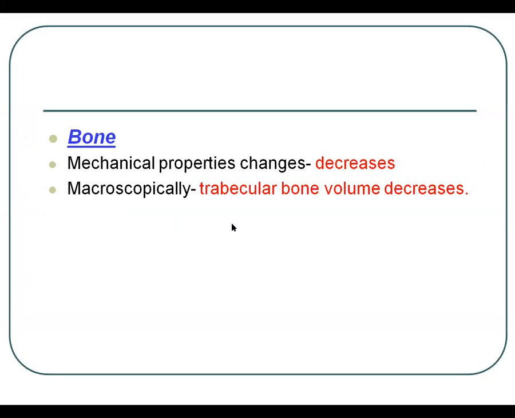Next, coming to the bone. What are the changes we see in the bone in adults? The mechanical properties decrease, and the strength of the bone decreases. Macroscopically, the trabecular bone volume also decreases. Osteoblastic activity, which means bone formation activity, also decreases, so the bone deposition process decreases as age advances.